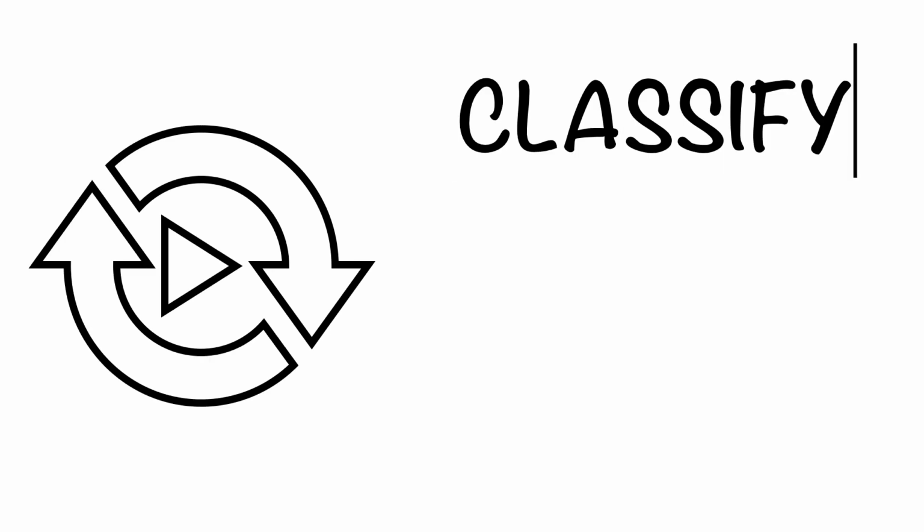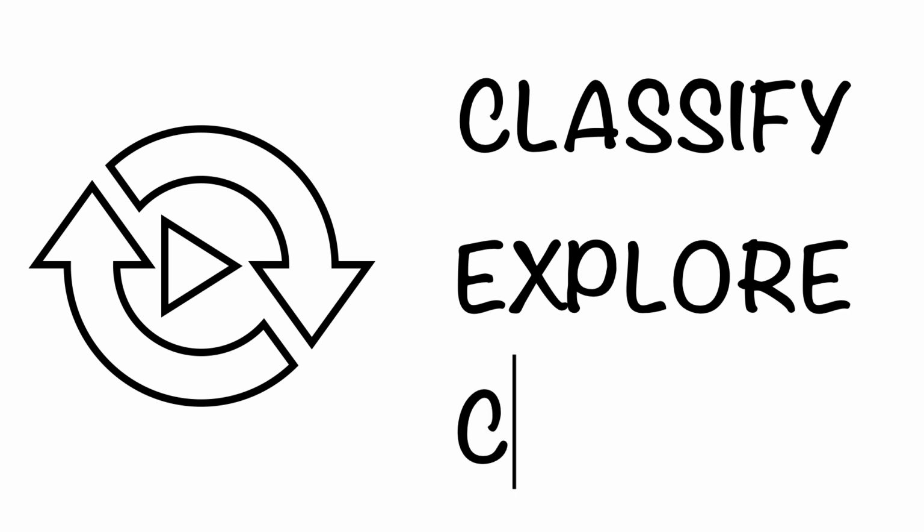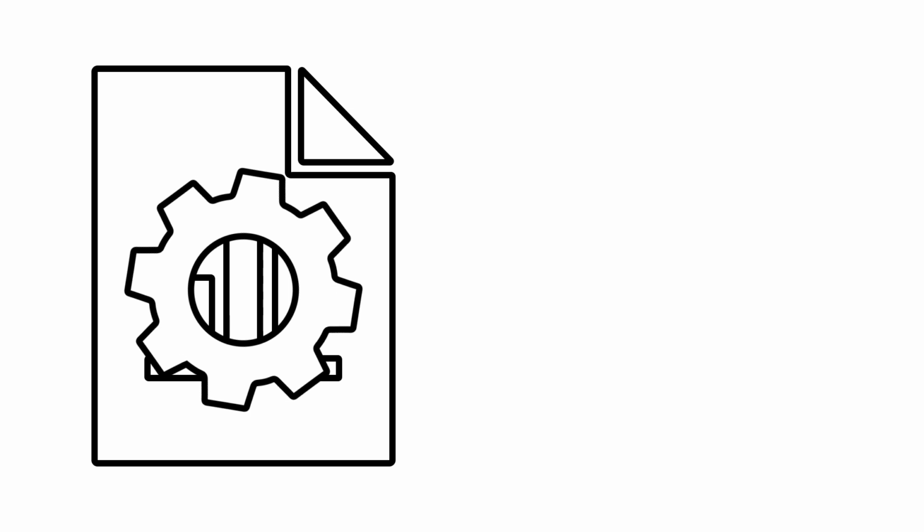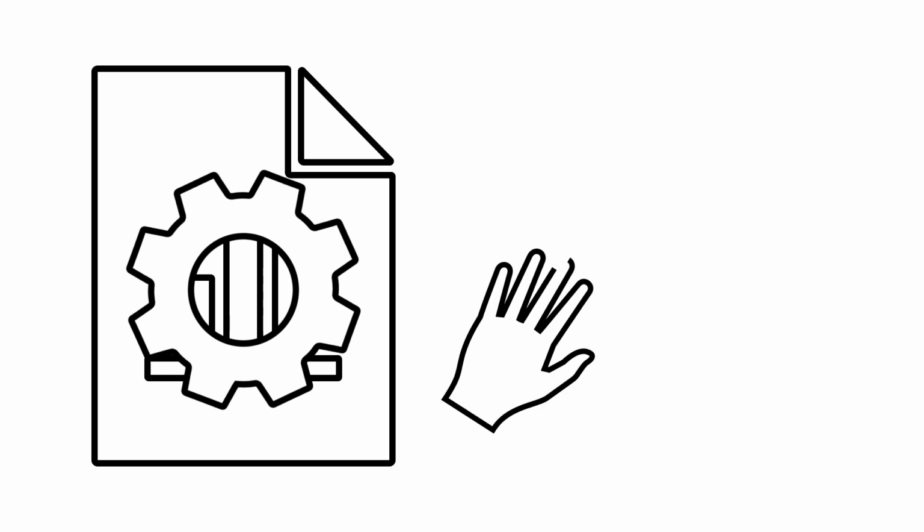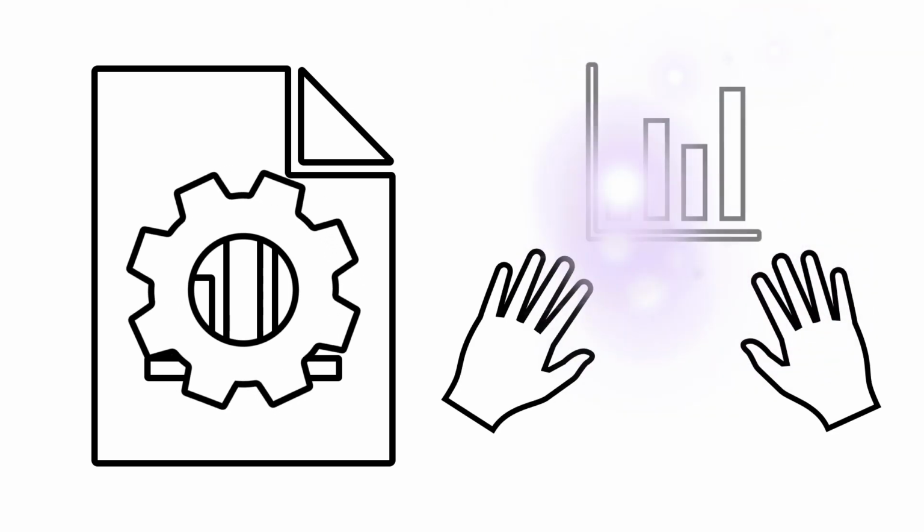All right, let's do a quick recap. We start by classifying the data that we have. Then we perform some data exploration. Then we clean some data. After that, we train our model using that squeaky clean data. Finally, we make predictions on the new data using that trained model. That's it. Isn't that simple?